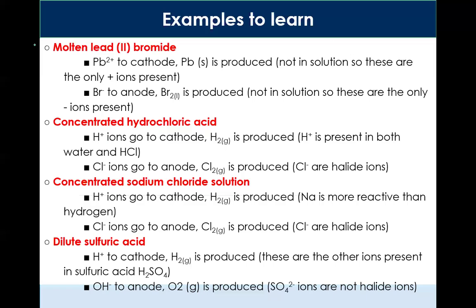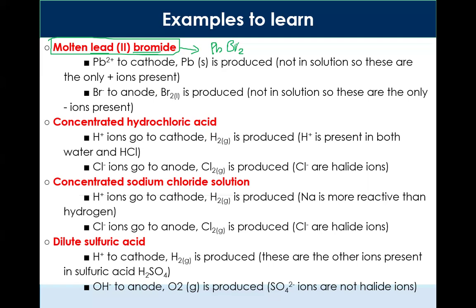Okay, so let's look at some examples of compounds which we are going to electrolyze. So we have molten lead bromide. Now a molten form of an ionic compound contains only the ions which are present in that ionic compound. It does not contain any other ion. If we have pure lead bromide and we melt it at a very high temperature, we get molten lead bromide, right? So we get Pb and Br2, right?